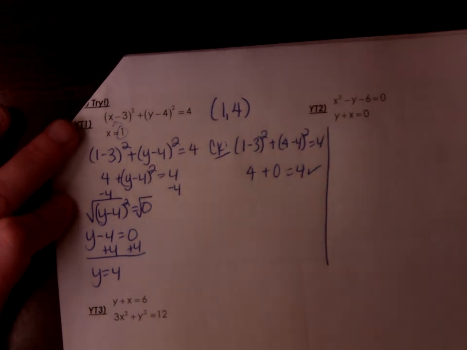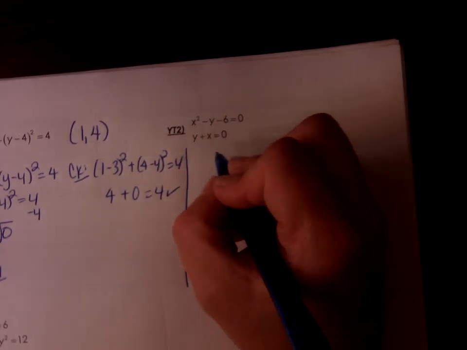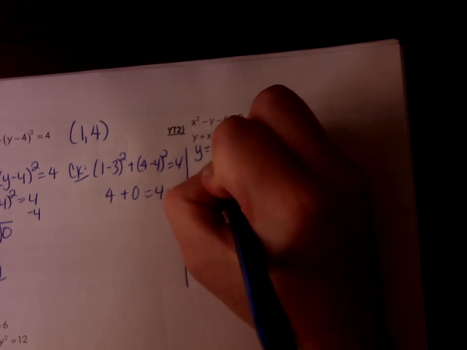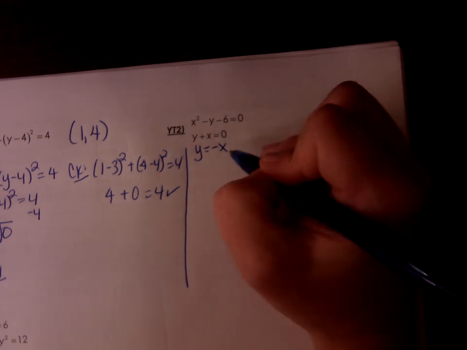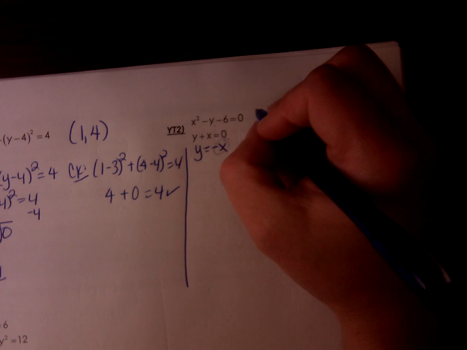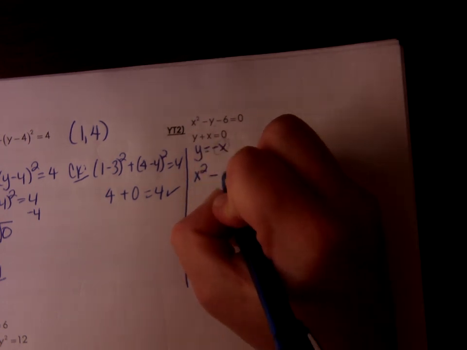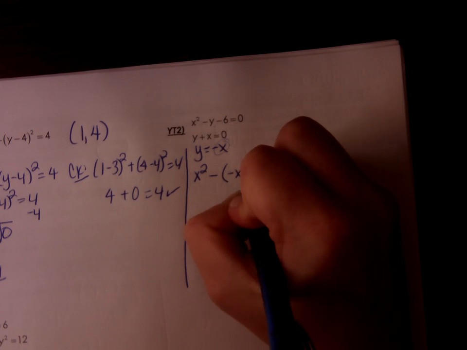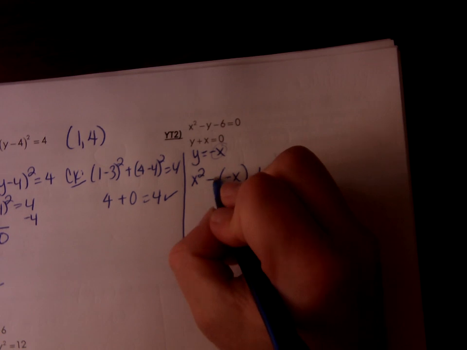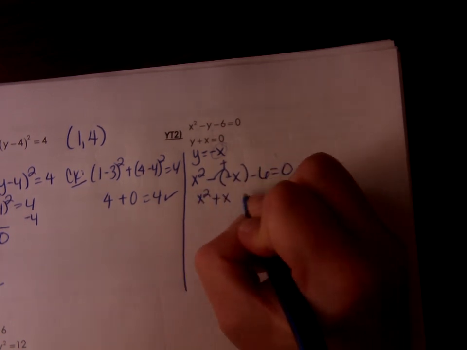Number 2. We want to get one of the variables alone, and it doesn't matter which one you choose. I'm going to get y alone, so I end up with y is equal to negative x, and I'm going to substitute negative x in for y. Please be careful with your signs here. So I'm going to write x squared minus parentheses negative x minus 6 is equal to 0. A negative negative makes a positive, so this is really x squared plus x minus 6 is equal to 0.